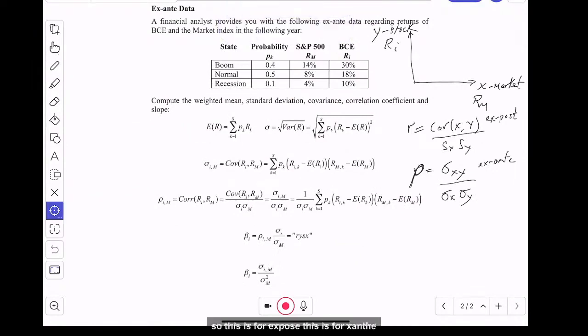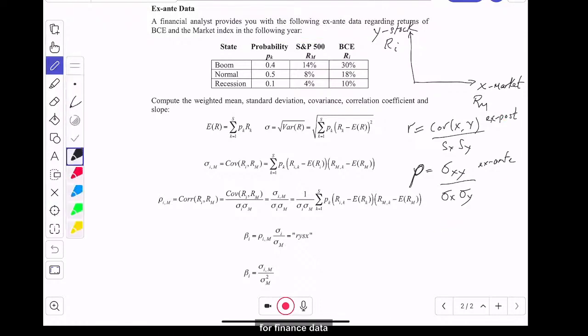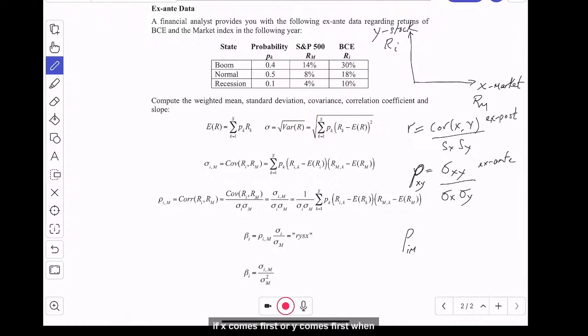So this is for ex post, this is for ex ante, and how would it look for finance data? I could write this as xy here as well, because it's the correlation between x and y. I'd put them in alphabetical order, and it doesn't matter if x comes first or y comes first when calculating the correlation. Remember that, because the formula does the same thing to x as it does to y.